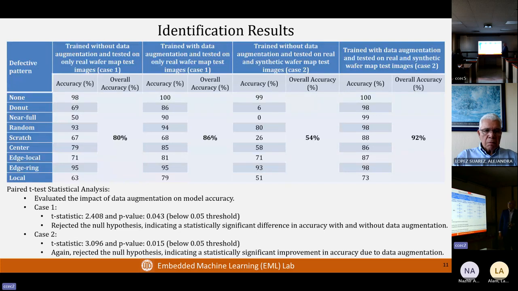So there are two cases here: train without data augmentation, train with data augmentation, tested on real and synthetic data. If you look at these averages, you see that if we use this synthetic data, our vision-based inspection system does a better job. In case one, from 80% identification to 86%. And in case two, from 54% identification rate to 92%. These can be shown to be statistically significant improvements compared to not doing any data augmentation. So data augmentation, in fact, helps this vision-based inspection system.